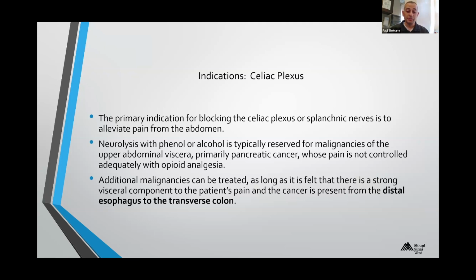The celiac plexus block is best used to treat cancer pain anywhere from the distal esophagus to the transverse colon. So any malignancy from the distal esophagus to the transverse colon causing a visceral type pain that's refractory to conservative therapy may respond to a celiac plexus block. We typically perform this injection for pancreatic cancer pain.